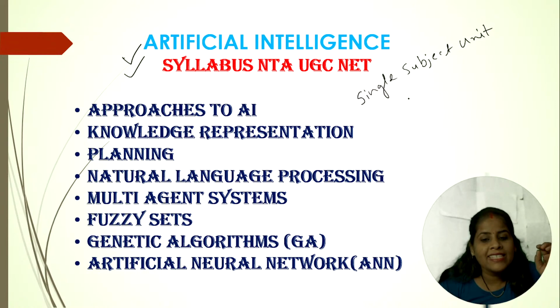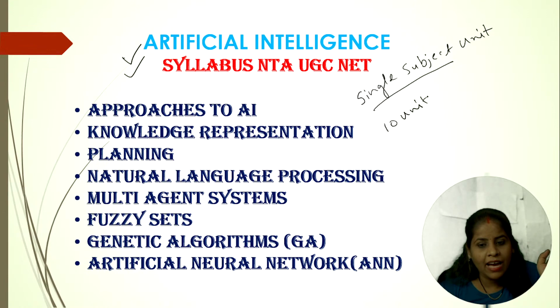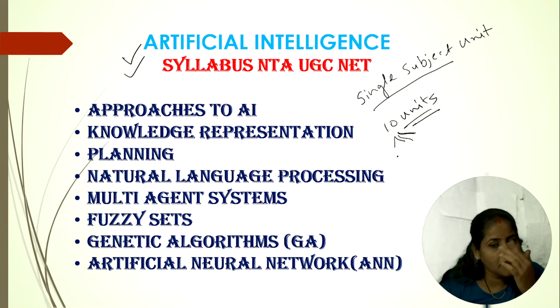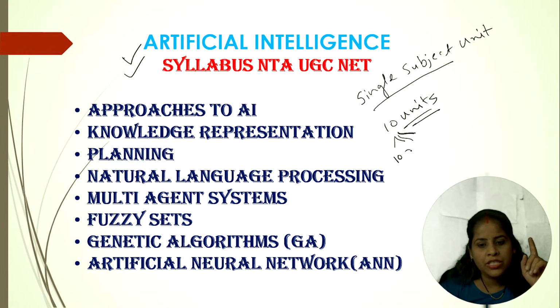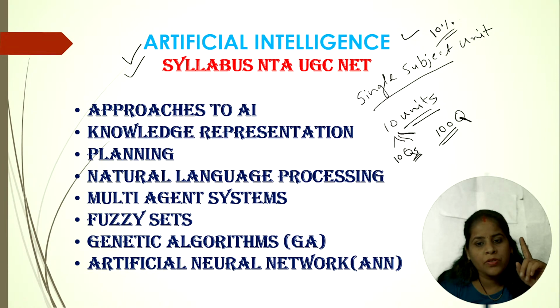So it is a single subject unit. Why am I telling you single subject units? Because there are 10 units in our computer science and each unit has approximately equal weightage, and all 10 units bring 10 questions. Okay, 10 questions for computer science. Okay, means 10 into 10, 100 questions are there. So the role of AI is 10% of paper 2.